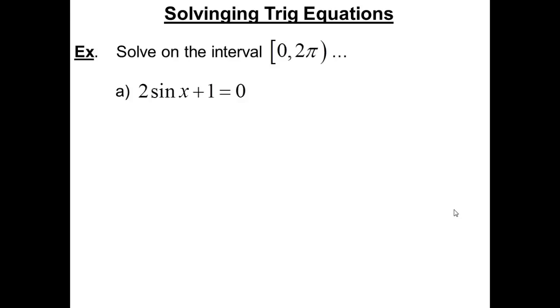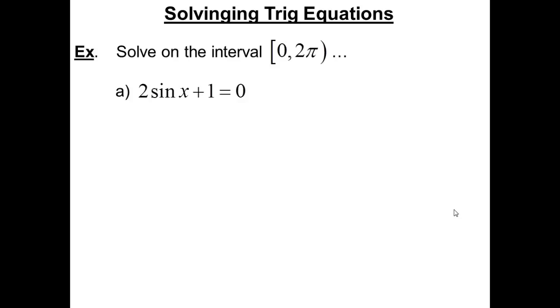Alright, so we are solving on the interval 0 to 2 pi. Of course, that tells us two things. First, that we are officially in radian mode. All our answers need to be in radians, not degrees. If I wanted degrees, I would say solve on the interval 0 to 360 degrees.